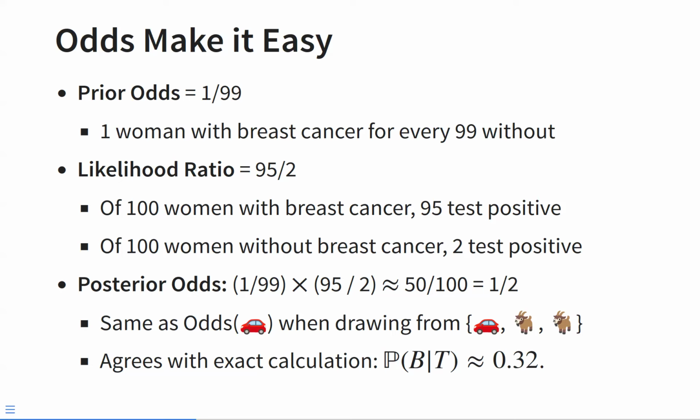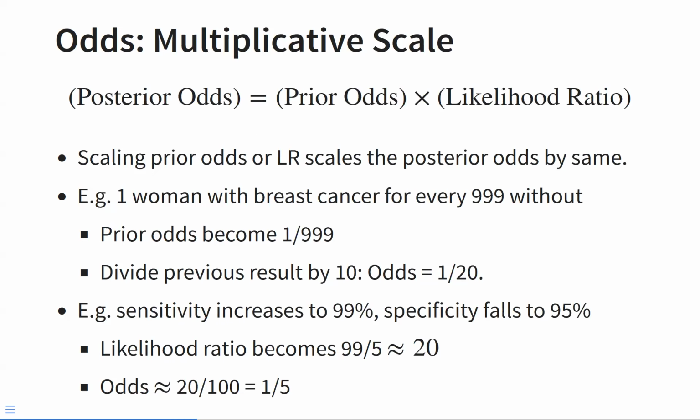So that was easy. That I can do in my head, and I can also see how the answer is going to change if the base rate changed. That would change the prior odds, or if the characteristics of the test changed. That would change the likelihood ratio.